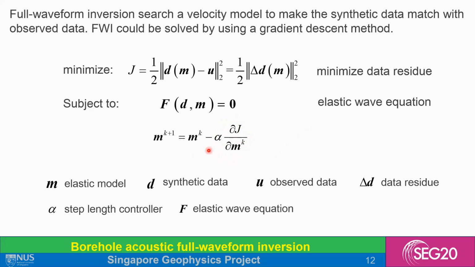To start the inversion process, a starting model M0 is needed. The quality of the starting model is very important for FWI. Later, we will use a simple example to show our strategy to build the starting model.